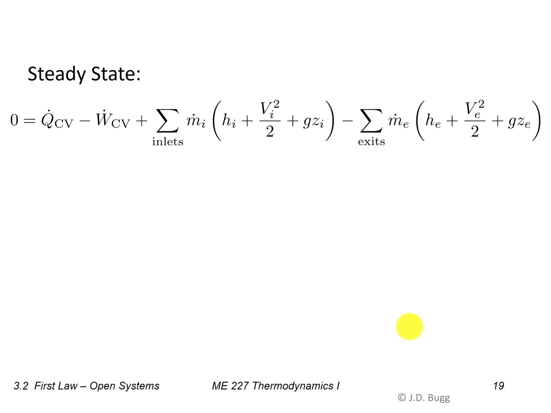Next, I want to take a look at some common simplifications to this equation. So the first one we're looking at here is steady state. So if we're looking at a situation that is operating at steady state, which means none of the properties at any point in the system are changing with time, then we could do a steady state analysis. Now the only impact that that has on our conservation of energy equation is that the left-hand side is now 0. Remember what that left-hand side used to be? The rate of change of energy in the control volume with respect to time.